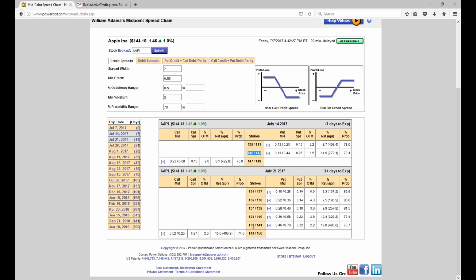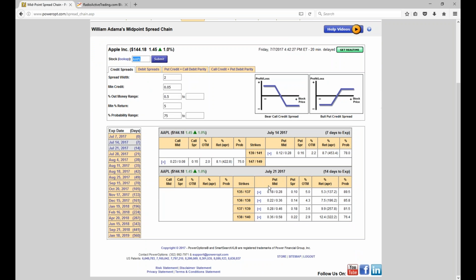Why? It has the return we want, has the credit we want, but does not have the probability we want. Let's say I wanted to go to a higher probability. So I go to the 78% probability. Let's say I'm ignoring strikes. I just want a probability above 75. In fact, why don't I just do that? I'm going to keep that minimum return I want. I'm going to keep that minimum net credit I want. But I'm going to jump up to a probability that the stock will be above both strike prices of 75, whether it's 7 or 14 days out.